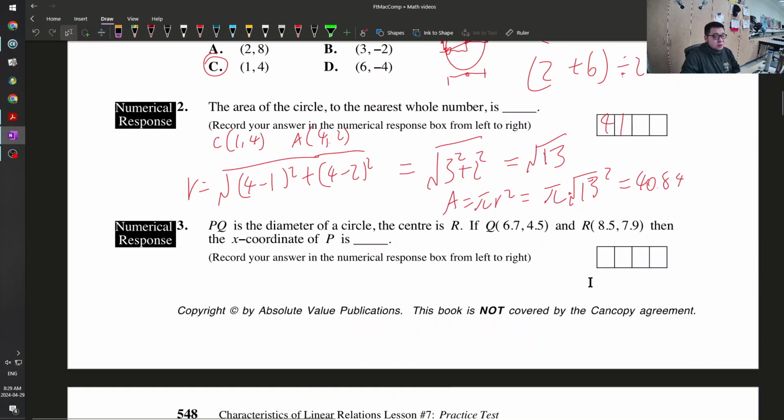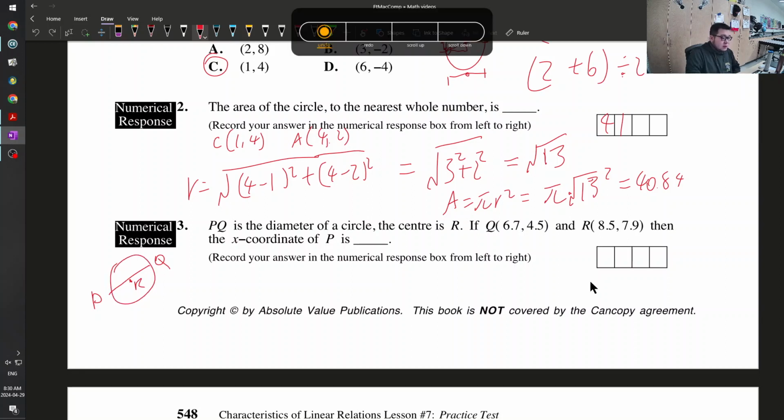Okay, 3. PQ is the diameter of a circle. The center is R. So PQ is the diameter of the circle. Again, this is not to scale, so this is P, this is Q, and the middle is R. If Q and R is this, then what is the x coordinate? So I want to find the x distance from Q to R.